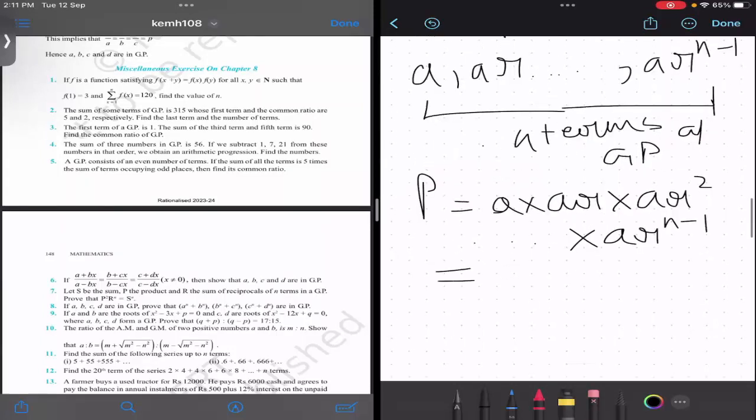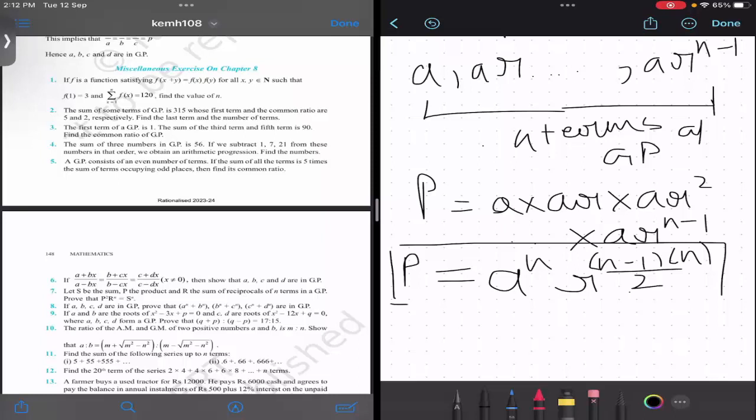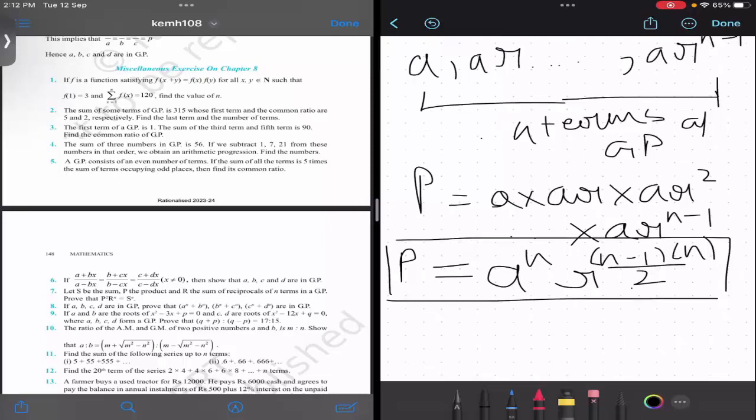Right? And a has been multiplied n times, so you have a raised to power n into r raised to power summation of 1 plus 2 plus 3 up until n minus 1, which would be r raised to power n minus 1 into n upon 2. Correct? And this is going to be the product of the terms, because the powers get added up.